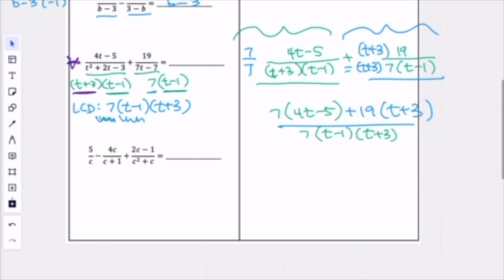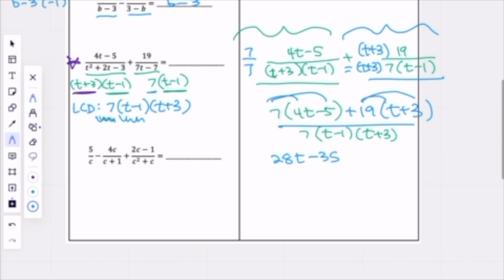We're going to clean up that numerator a little bit and combine some like terms. So we're going to distribute this 7 through. We're going to have 28t minus 35. And then we're going to distribute that 19 through. Plus 19t plus 57. And that's all going to be over 7 times t minus 1 times t plus 3. You can just keep it in factored form.